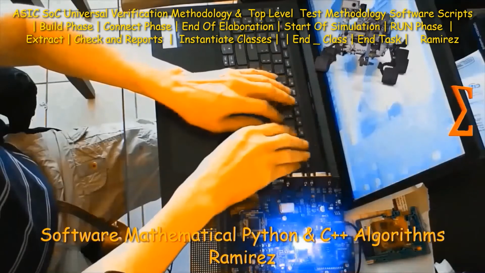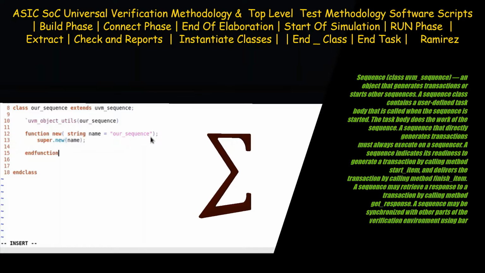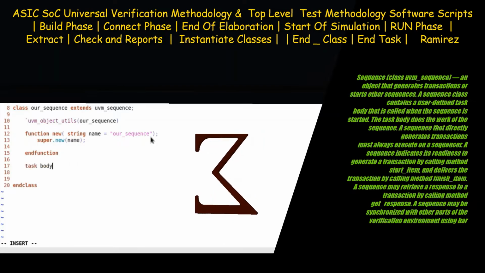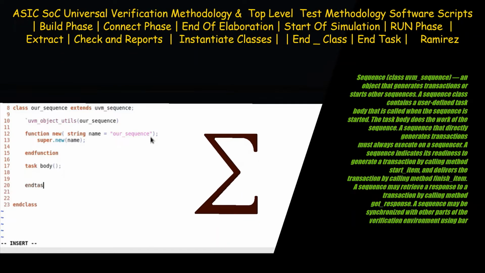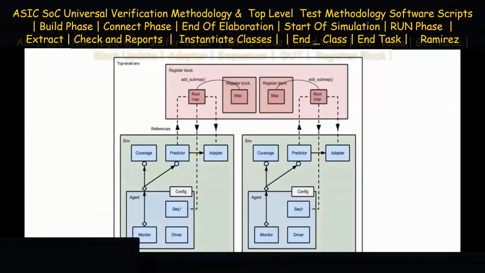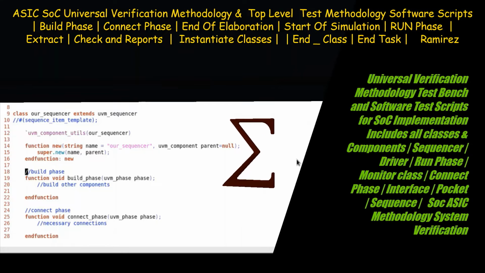Test software script. In this framework, I illustrate the flow of the top-level test methodology in the complete software test scripts, including the build phase, which does the sequencer, driver, monitor, and sets packets, parents, and configuration. Get method, the connect phase, which sets the ports and instantiations, the end of elaboration, and the start of simulation.